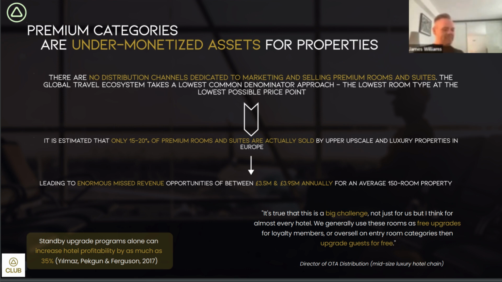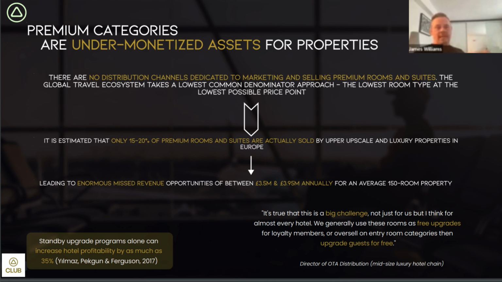Premium category rooms tend to be either an underutilized asset for accommodation providers, so they're left empty, or they're an under-monetized asset. So what happens is those rooms might be occupied, but they're usually occupied through either loyalty club or overselling on the lowest inventory type and then upgraded internally. This exists because there's no dedicated sales and marketing channel today for premium rooms and suites.